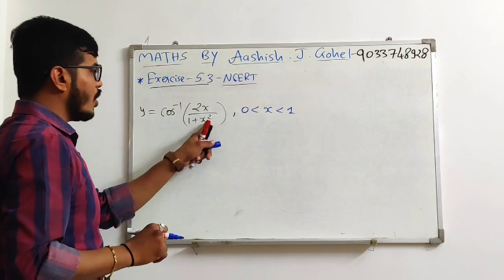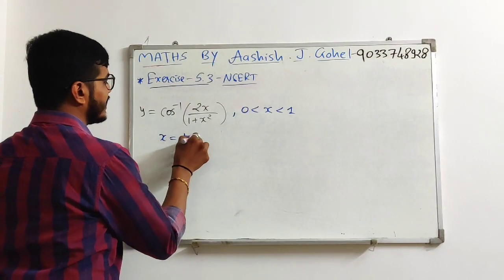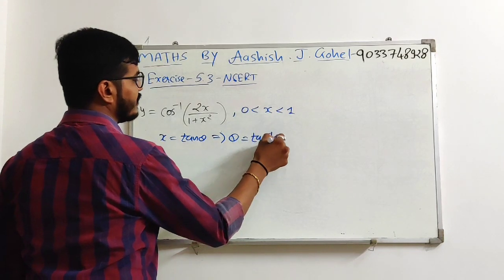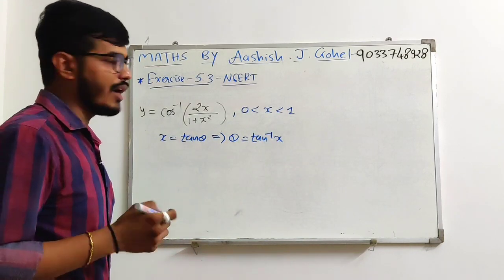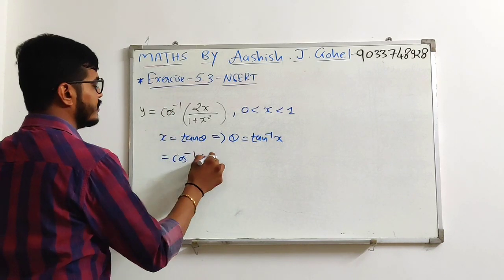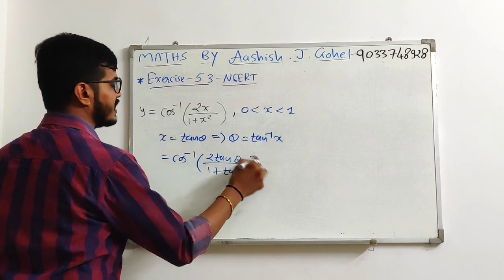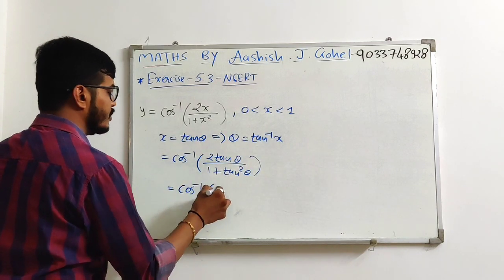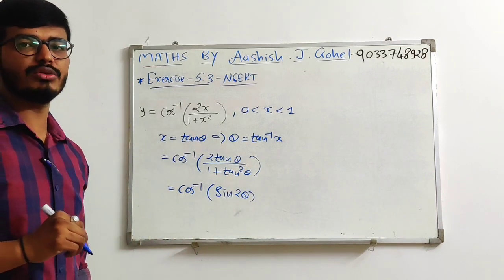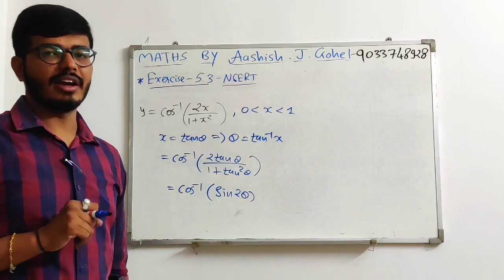So here, according to that, we need to assume x is equal to tan theta. If x is equal to tan theta, then theta is equal to tan inverse x. Now, if I put these values over here, then cos inverse of 2 tan theta divided by 1 plus tan square theta, and that will give you sin 2 theta. Okay, because the formula of sin 2 theta is what? 2 tan theta divided by 1 plus tan square theta.